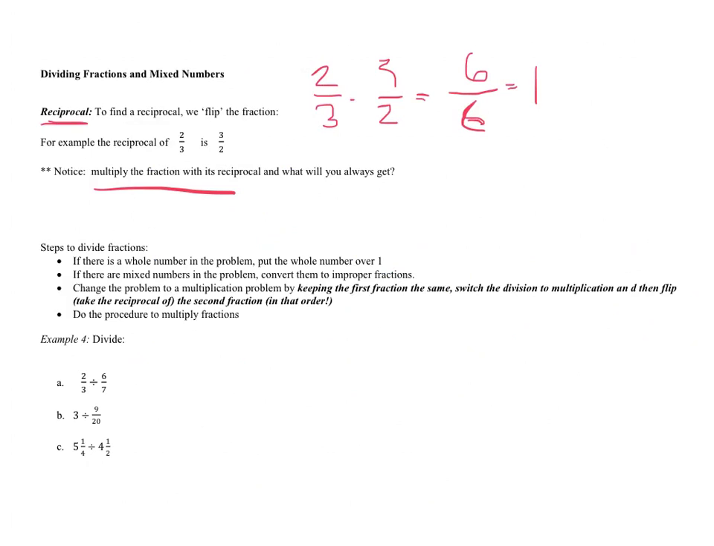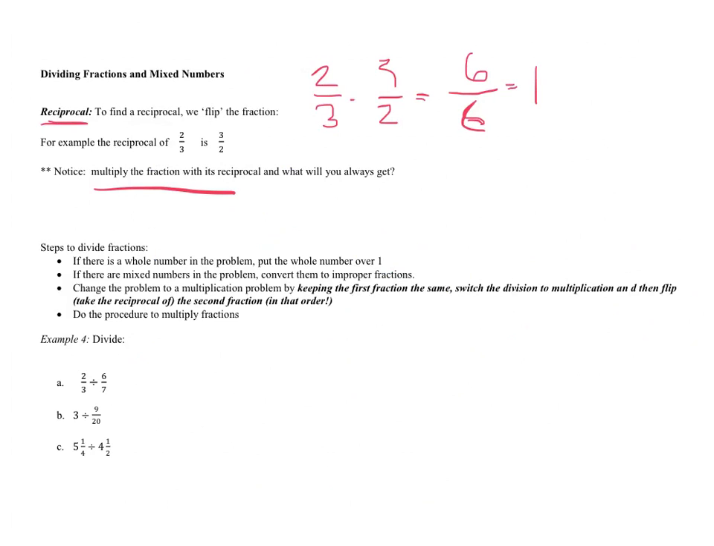Now, when we divide fractions, we'll look at these 4 steps. If there's a whole number, we write that whole number over 1. If there are mixed numbers, we convert them to improper fractions. Then, we change the problem to a multiplication problem by keeping the first fraction the same, switching the division to multiplication, and then flipping, or taking the reciprocal of, the second fraction. Now, it's important to do this after we've written our mixed numbers as improper fractions. So we change our division problem into multiplication, and then do the same procedure that we do with multiplying fractions.